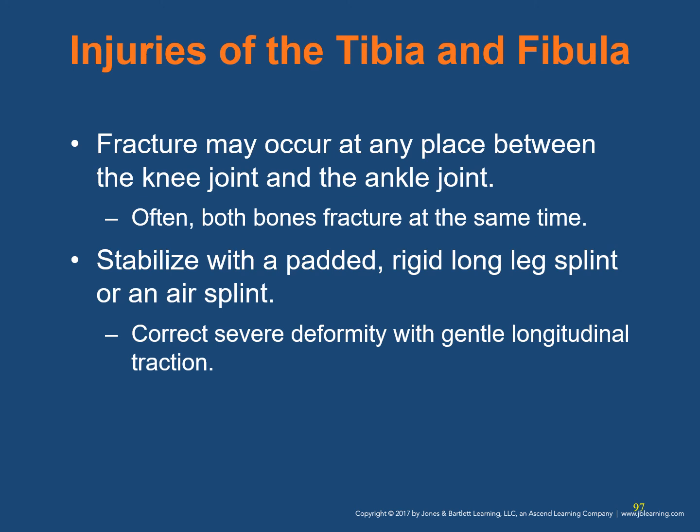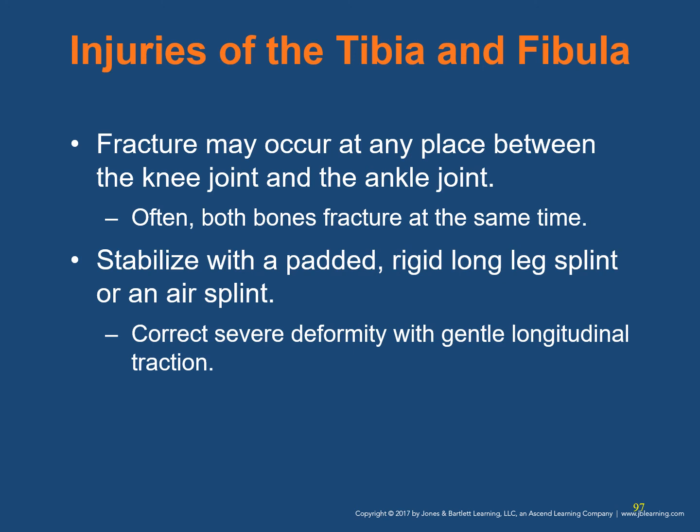Injuries of the tibia and fibula. Fracture of the shaft of the tibia or fibula may occur at any place between the knee joint and the ankle joint. Often both bones fracture at the same time. Even a single fracture may result in a severe deformity with significant angulation or rotation. Open fractures of the tibia are relatively common.